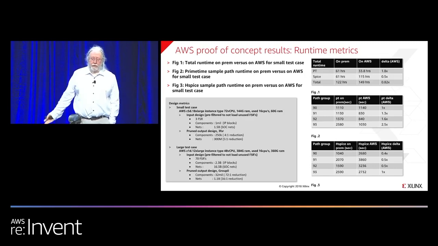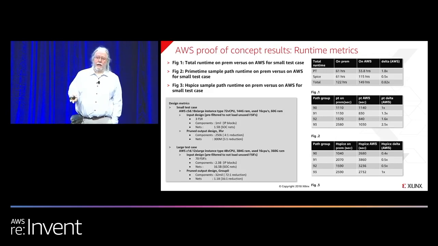But yes, what would take us 61 hours to run on-prem, we can do in 34 hours on Amazon, almost a 2x speed up. And it's a combination of network and I/O read time and just compute itself. Spice went completely the other way. What took 61 hours on-prem took 115 hours on Amazon.